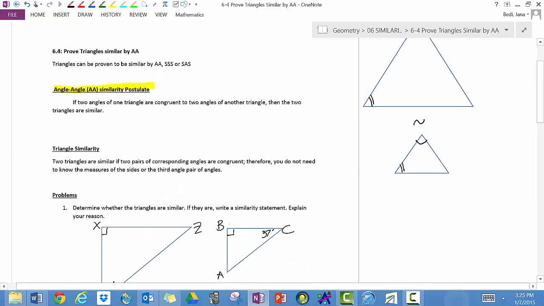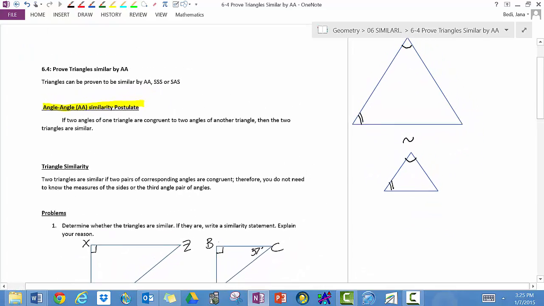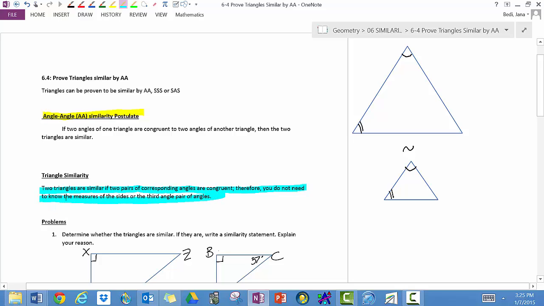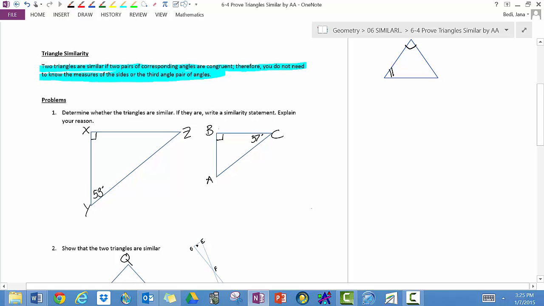Furthermore, if two pairs of corresponding angles are congruent, then we do not need to know the measures of the sides or the third pair of angles. So all you need is two pairs of angles congruent. But once you know that they're similar, then you know that corresponding sides are in the same ratio. That is the definition of similarity.